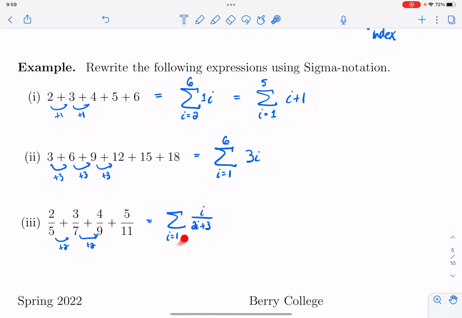So now I have, okay, i equals 2 is 4 plus 3, that's 7. i equals 3 gives me 6 plus 3, that's 9. So it looks like this is the correct pattern for the denominator. But now there's a little bit of a problem. If I plug i equals 1 into the numerator, I'm getting a 1, not a 2. So instead of using i upstairs, I probably want to do i plus 1. And therefore, I want to go up to i equals 4.